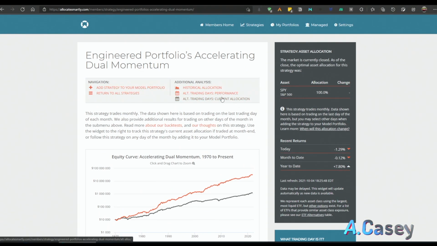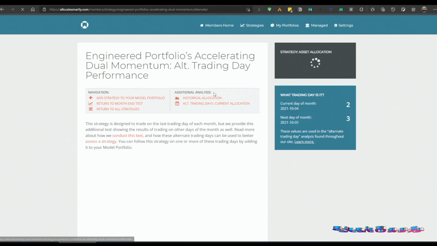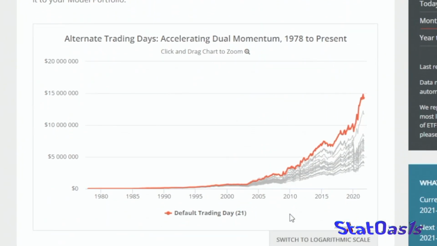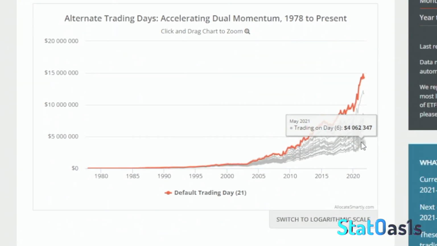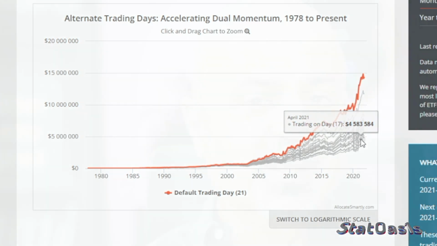And then you can see here something called alternative trading days. If you click on this, it would give you the result if you trade on the 7th, 8th, basically any day of the month. The trading month has roughly between 20 to 22 trading days. The strategy trades once a month or even less, but you have to pick what day you're going to trade on. And they test every strategy for what's the performance on which day over the whole period. So in this case, since 1970.